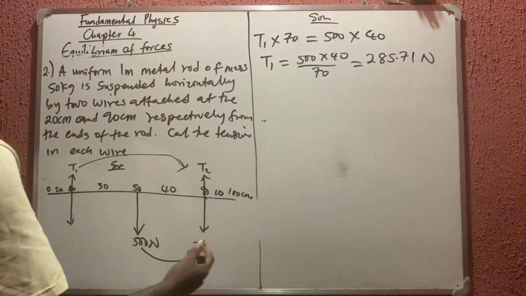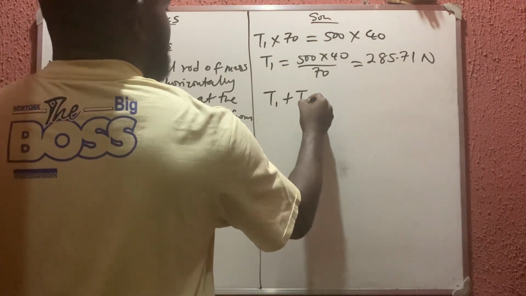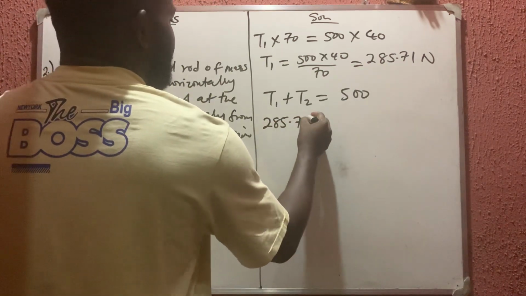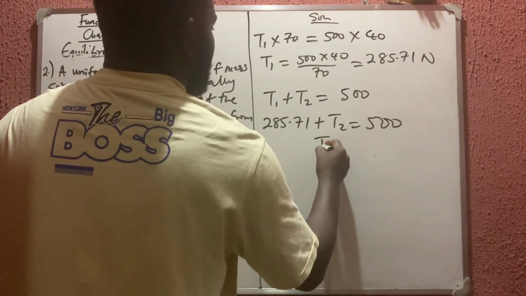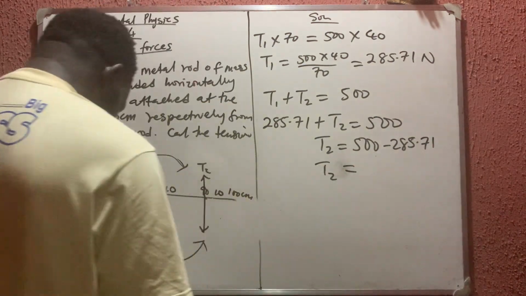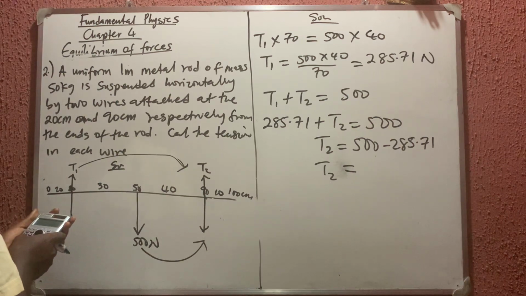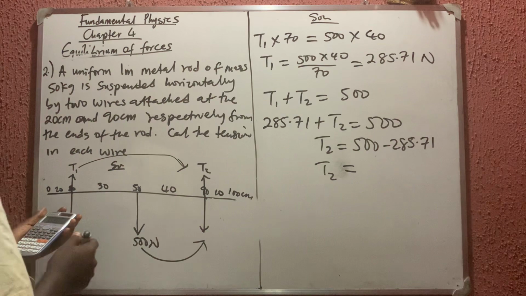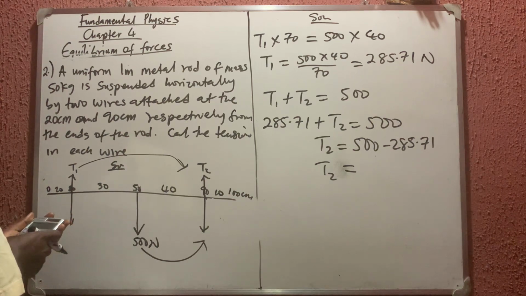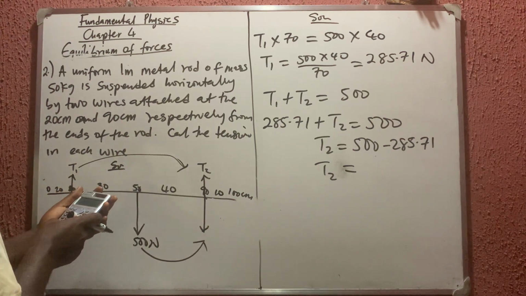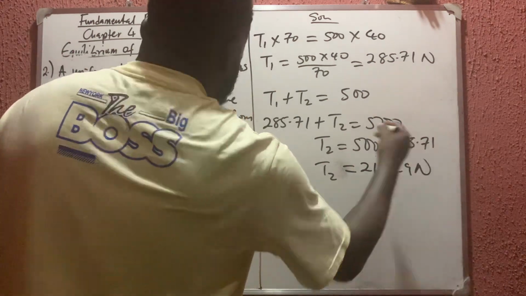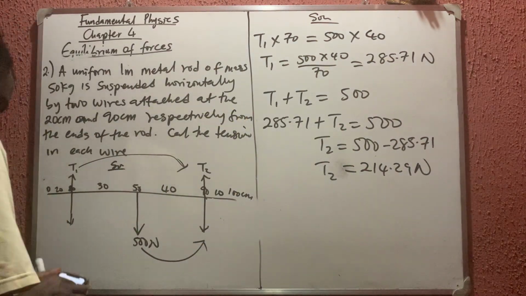Now you are going to do the same thing for the other one, or you say that total upward force is equal to total downward force. So you can say that your T1 plus T2 must be equal to the only force down, which is 500. So if you now put it, 285.71 plus T2 is equal to 500. Therefore T2 will now be 500 minus 285.71. So I'm going to have 214.29 Newton. So that is that for the tension of the two strings.